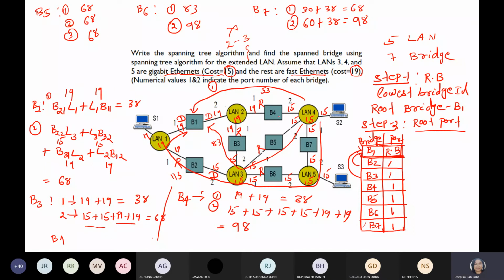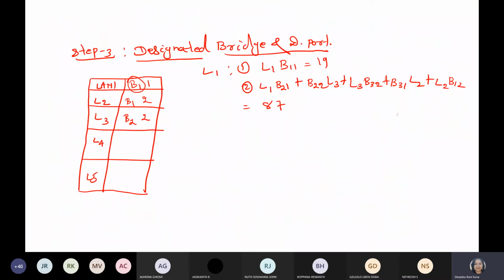B4 is the designated bridge. What port number? 2. Port number is 2. So here I will mark this as the designated bridge: B4, 2. Last one, line 5.